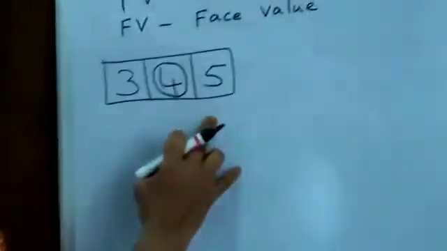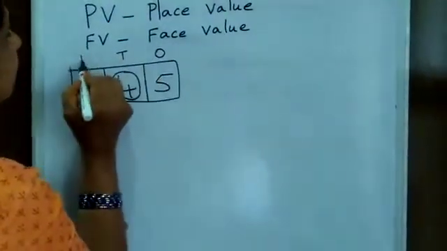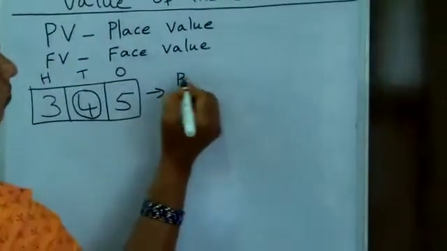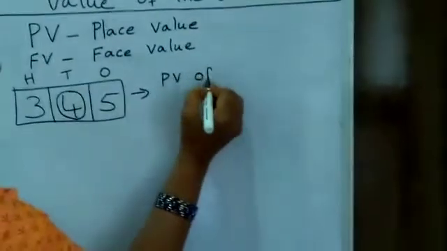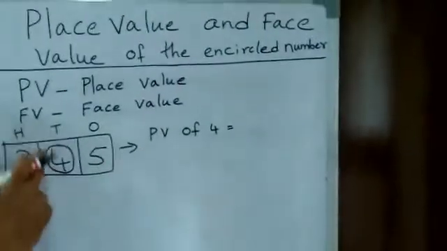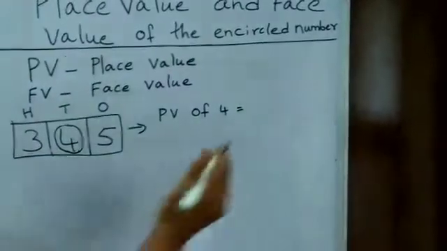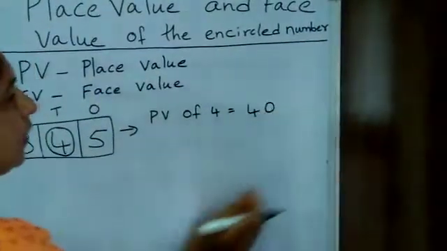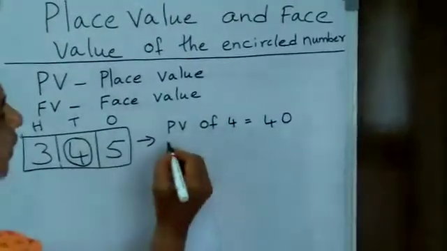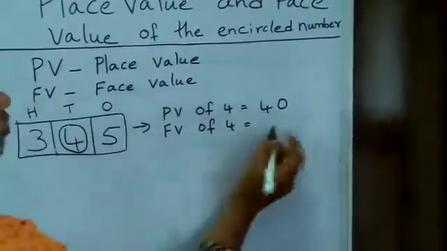After writing the number, write the place values: ones, tens, hundreds. See here. Now PV. PV means place value of 4. Here, what is the place value of 4? In which place is the 4? Tens place. 4 tens, 40. So the place value of 4 is 40. And here, face value. Face value of 4 is equal to 4.